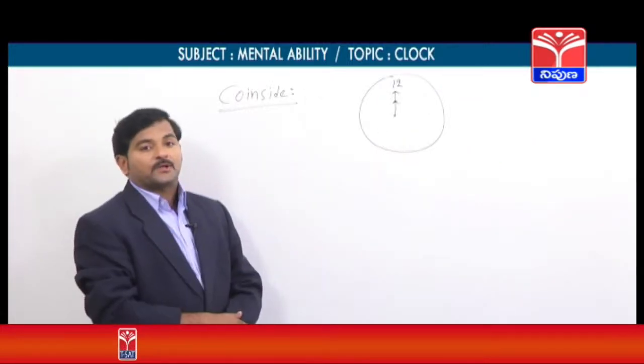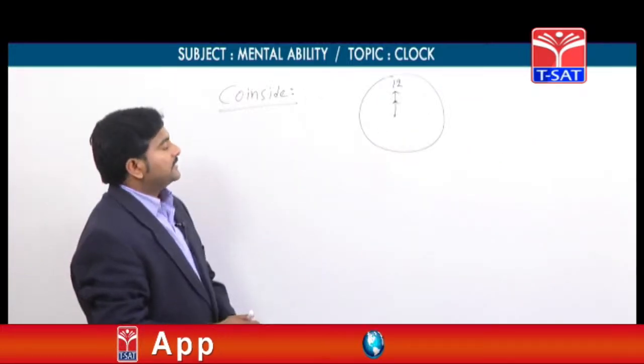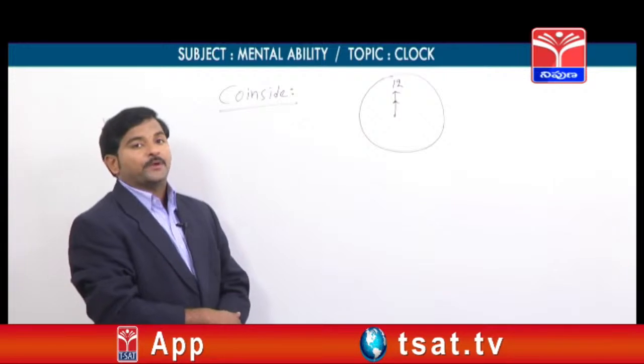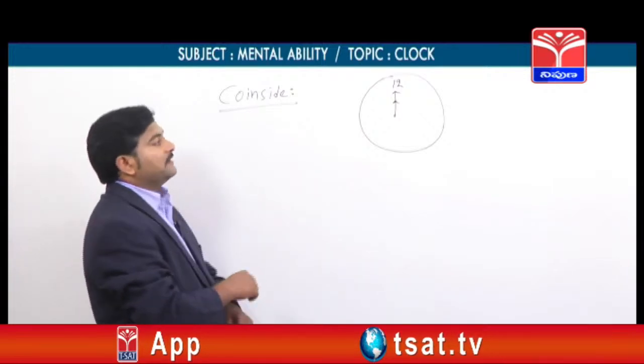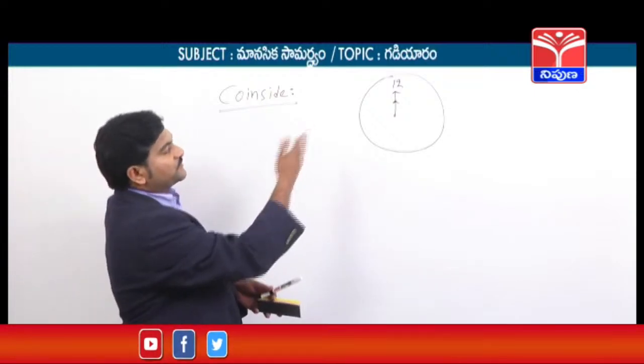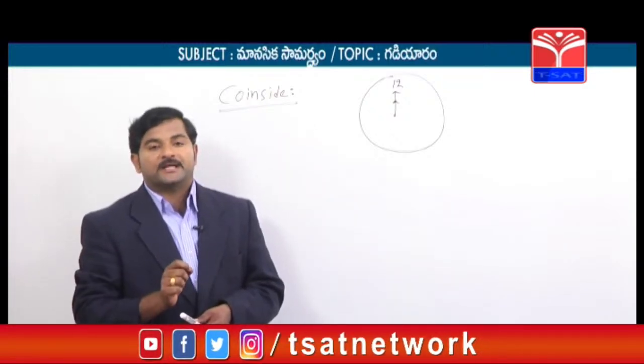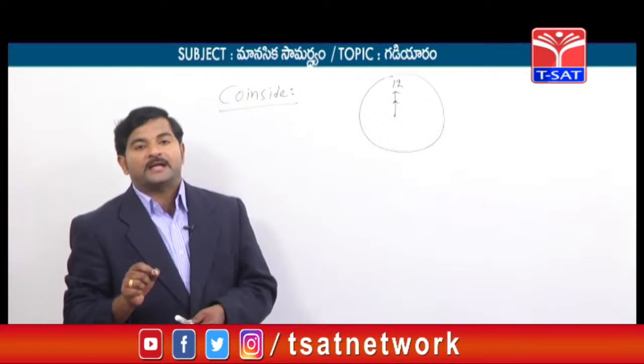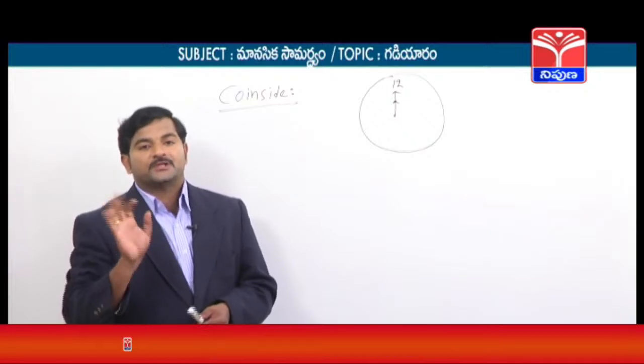We are discussing the coincide point. There are 3 points in this coincide concept. Let's say when two hands coincide, the best example is 12 o'clock. When two hands coincide, the angle between these two hands is equal to 0 degrees.